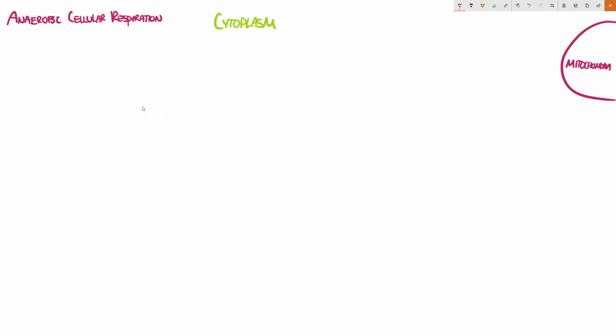Let's talk anaerobic cellular respiration. So anaerobic meaning we have limited or no oxygen supply. And the very first step is going to be taking a look at glucose. Okay, there's a glucose molecule.